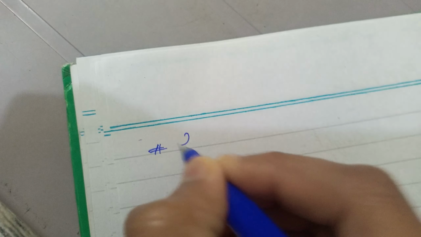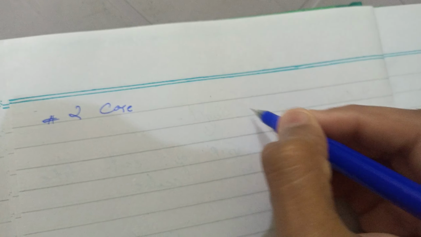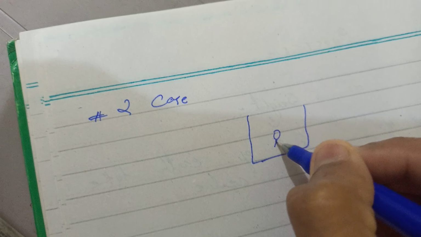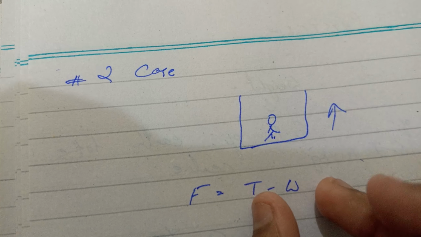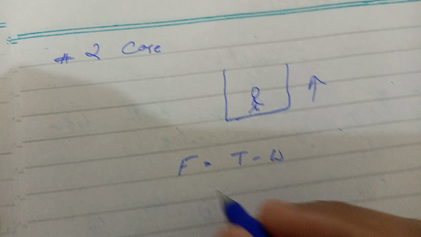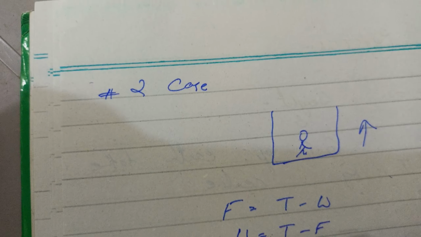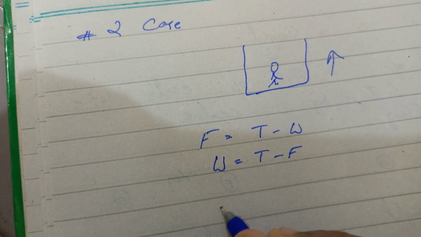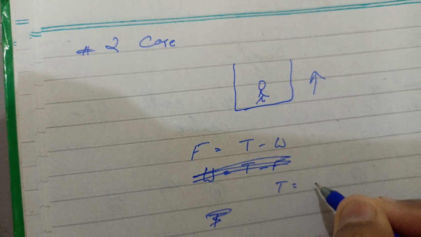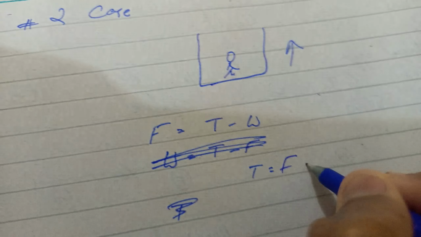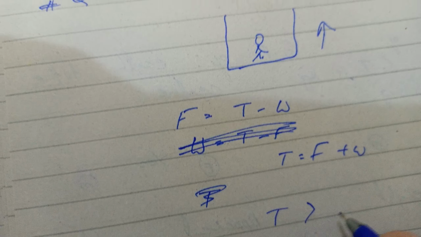The second case we have is one in which a body is moving upward. For example, I have a lift here and there's a body, and it is moving in the upward direction. So the net force is equal to T minus W. If we maintain the equation, it will become F is equal to T minus W, so T is equal to F plus W. All right, means the apparent weight is greater than the real weight.